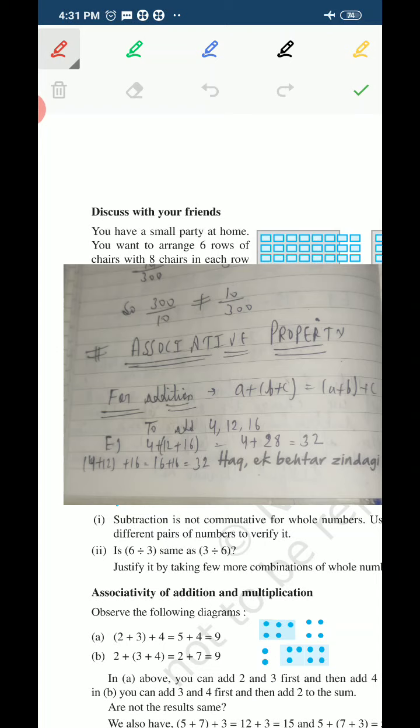And the third property of whole numbers is the associative property. So first of all, we need to understand what the associative property means. Associative property means to associate the numbers in any order, but the answer should not get affected. I would elaborate it.